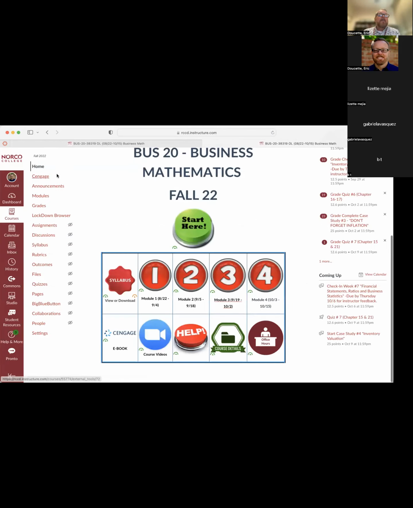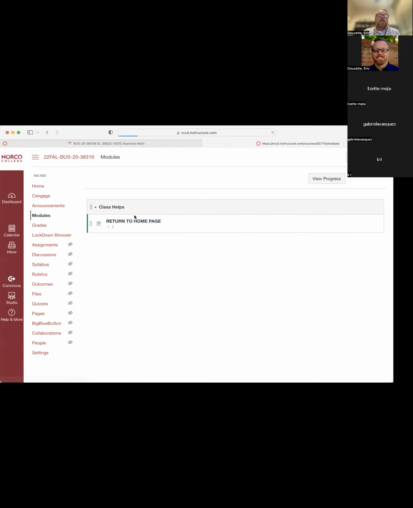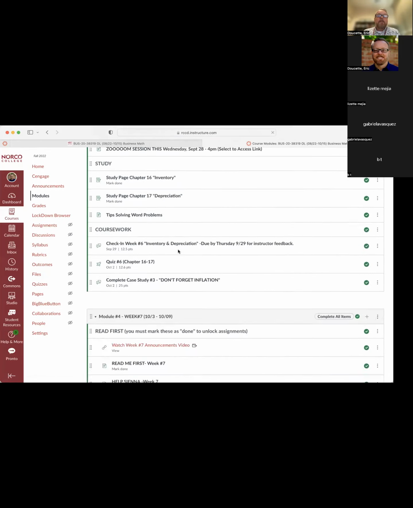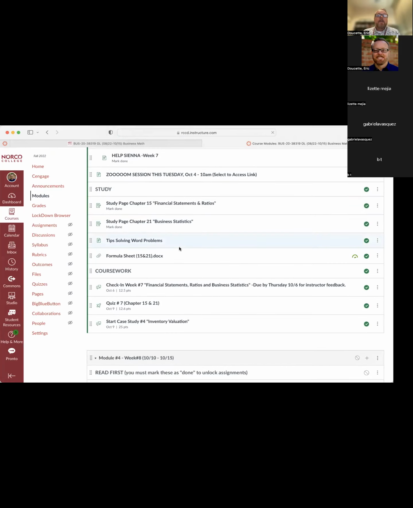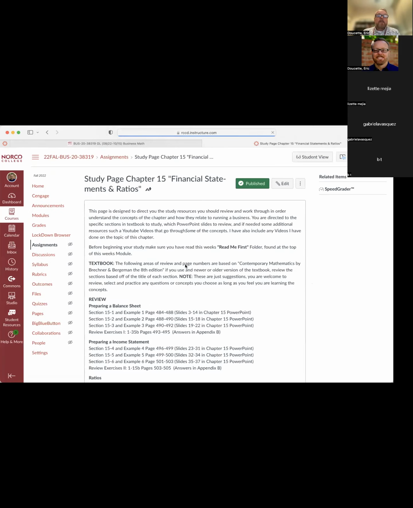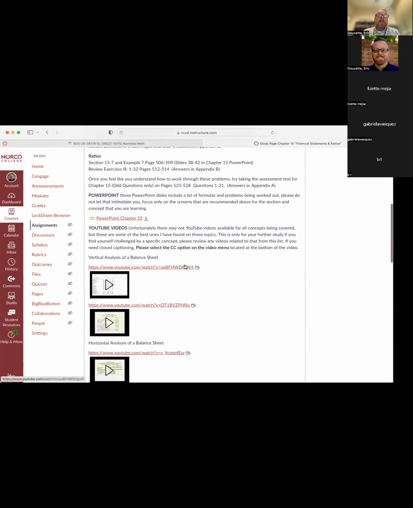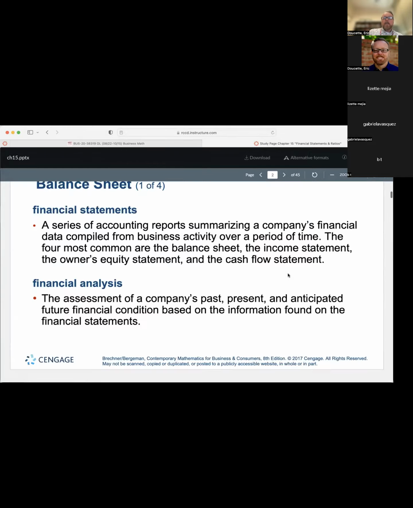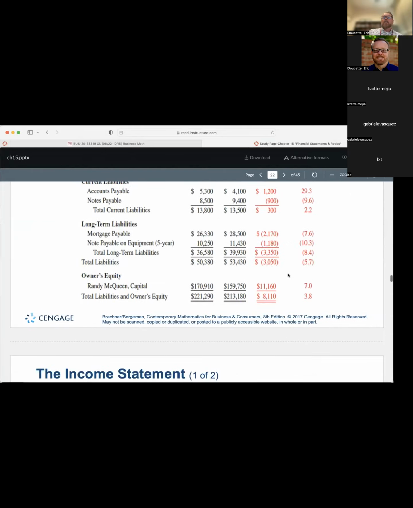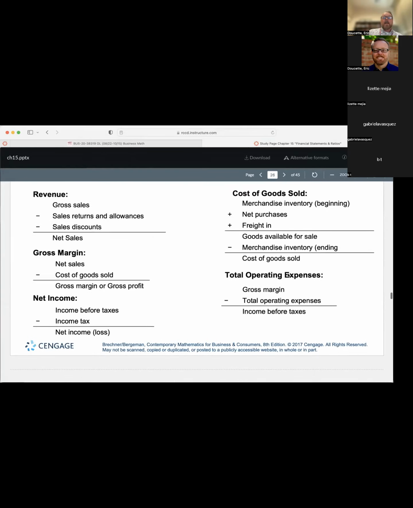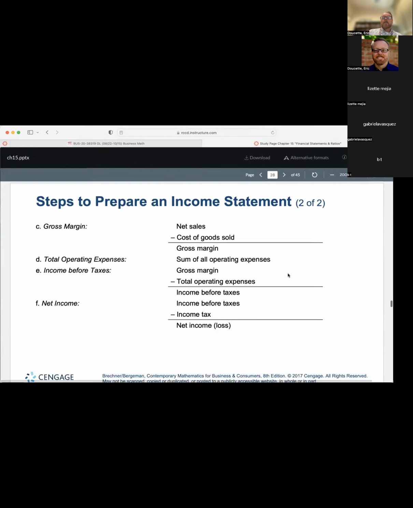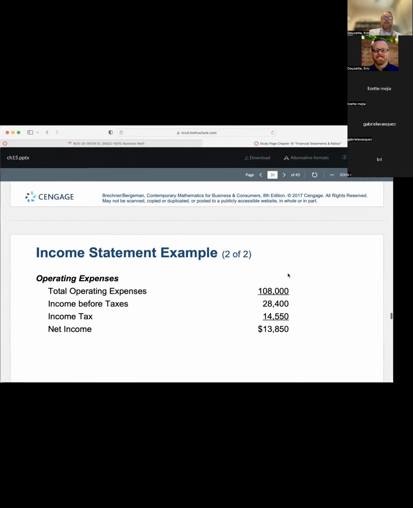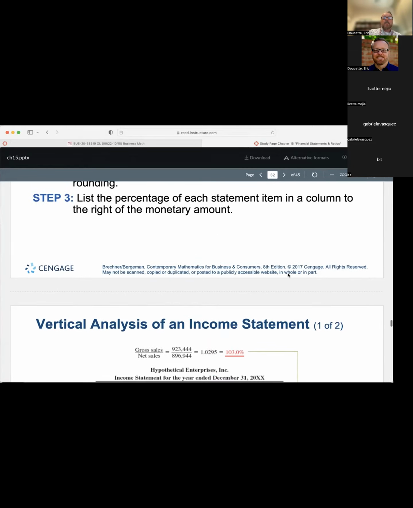Getting a lot here. So let's go to modules. Go to this week, and we're going to go back to the PowerPoint slides, and I'll show you the difference between doing it on a balance sheet versus doing it on an income statement. So slide 33. Yeah, that's just showing you how to do it.